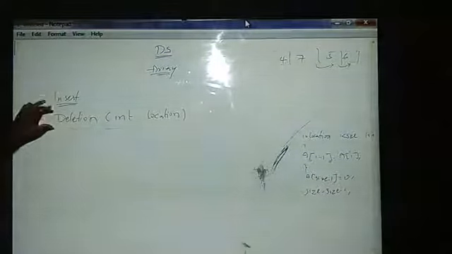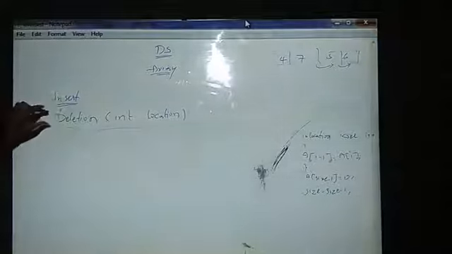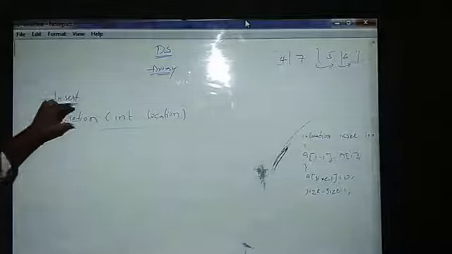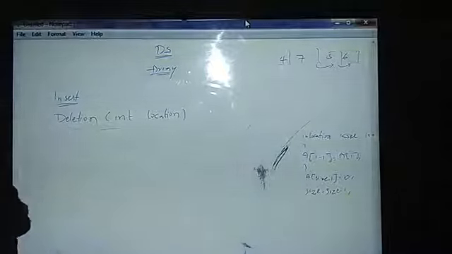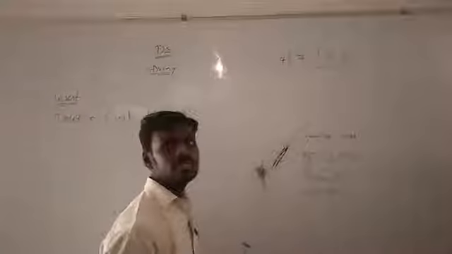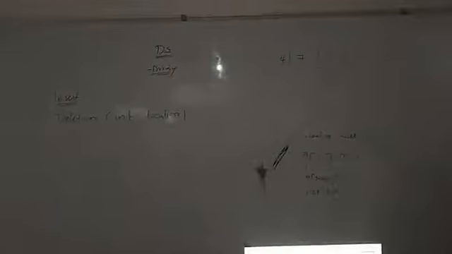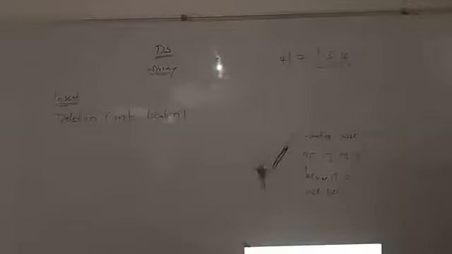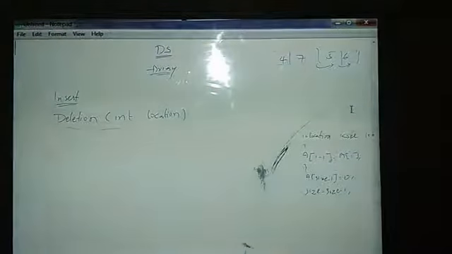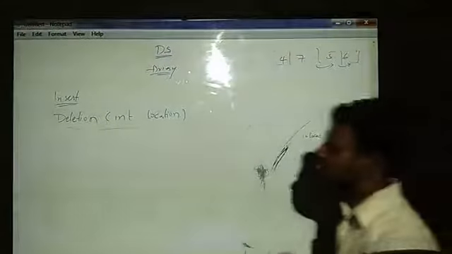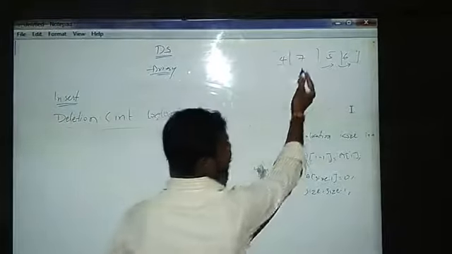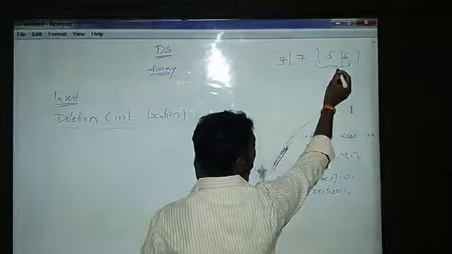In today's lecture we will be completing the array ADT operations by covering the deletion operation at a specified location. If I want to delete the element at a specified location, then I will go with this particular logic. See, when we are inserting the elements at a specified location, we have moved towards the right of the array.